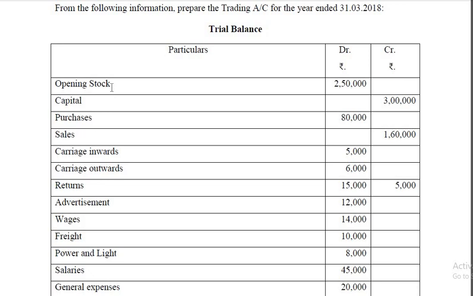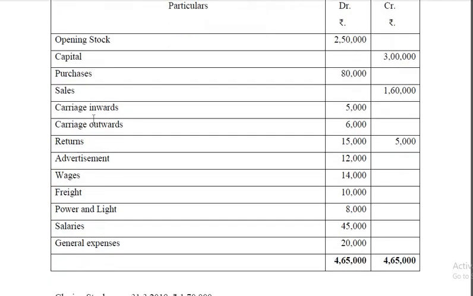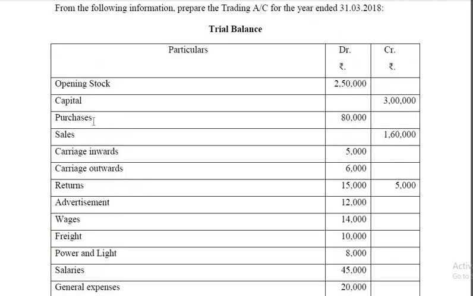Opening stock will be recorded on the debit side of trading account, to opening stock. Capital, this is not part of trading account. This will come to the balance sheet. So we are not preparing the balance sheet. Ignore this item for the time being. Then purchases will come to the debit side. And if there is an item called purchase returns, that has to be deducted from purchases to calculate the net purchases. So purchases will be recorded on the debit side.